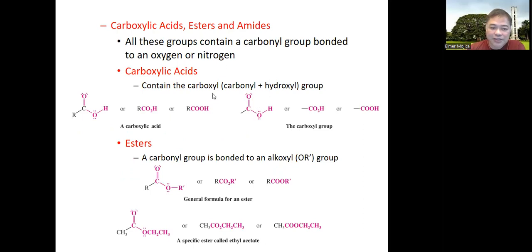Okay, and then you can have the carboxylic acid. So you have here what? So instead of a carbon or a hydrogen, you replace it with hydroxyl group. So good example of carboxylic acid is your acetic acid. So kapag carboxylic acid, ang sama ng amoy nila. Pero kapag ester, so you replace the hydrogen there with a carbon group, ang bango ng amoy nila. Are you familiar with the vanilla flavor or banana flavor? Alam niyo ba yung amoy nun? Usually they are esters. Okay?